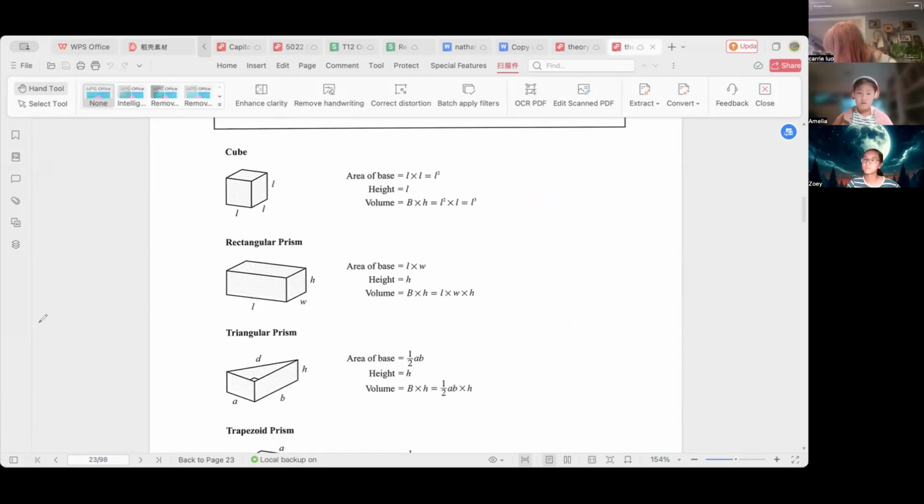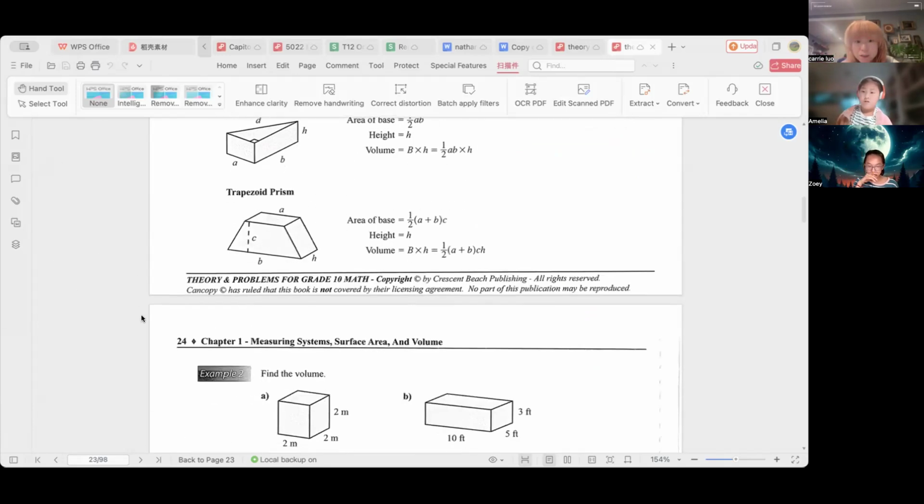That's the one I got as well. Okay, so let's take a look at this one.